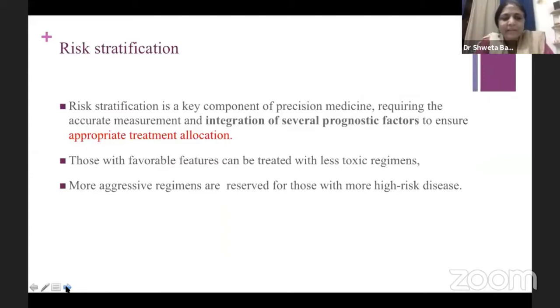Risk stratification is a key component of precision medicine, which requires the accurate measurement and integration of several prognostic factors to ensure appropriate treatment allocation. That means the patients who have favorable features should be treated with less toxic regimens to prevent late side effects. And the patients who have high risk disease should be treated with aggressive regimens so that they can be salvaged.